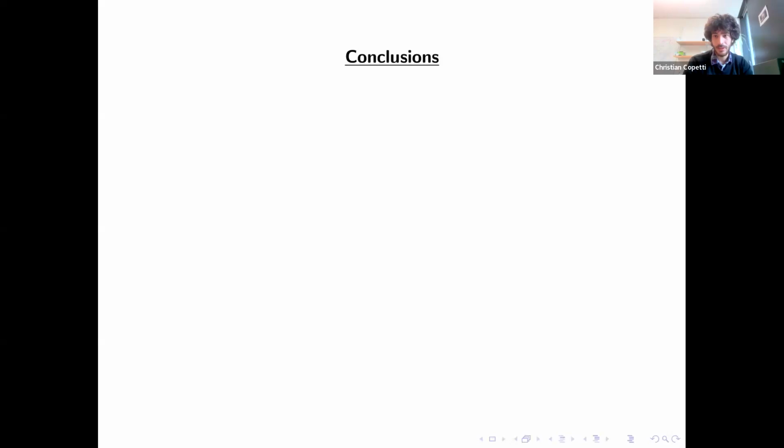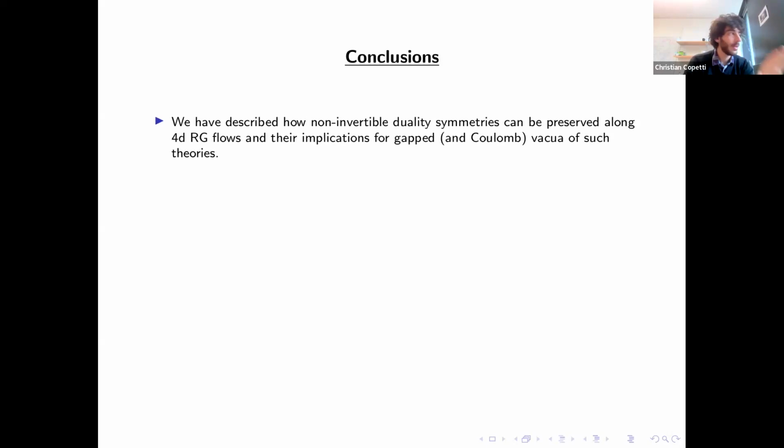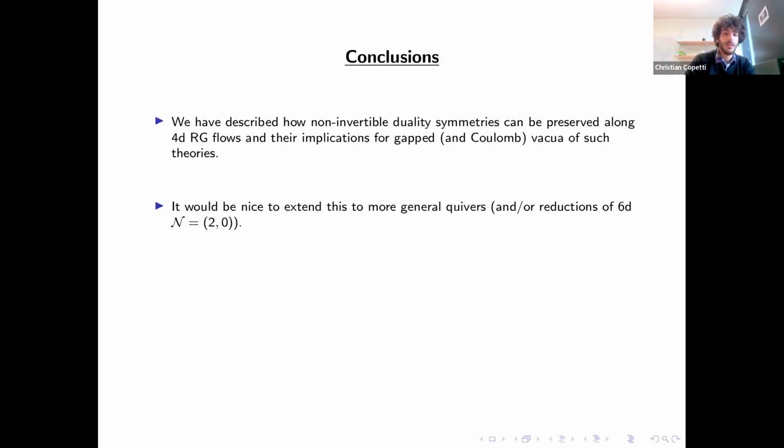Okay, so let me wrap up, and then you can take questions. Today I wanted to describe how these non-invertible symmetries can be preserved under some RG flows. I described some of the implications for gapped phases, but didn't describe any results for the gapless phases. You can extend this to more general quiver theories, and to class S in different ways. I think it's possible, but I know that the symmetries are there, and I don't know what to do with them.